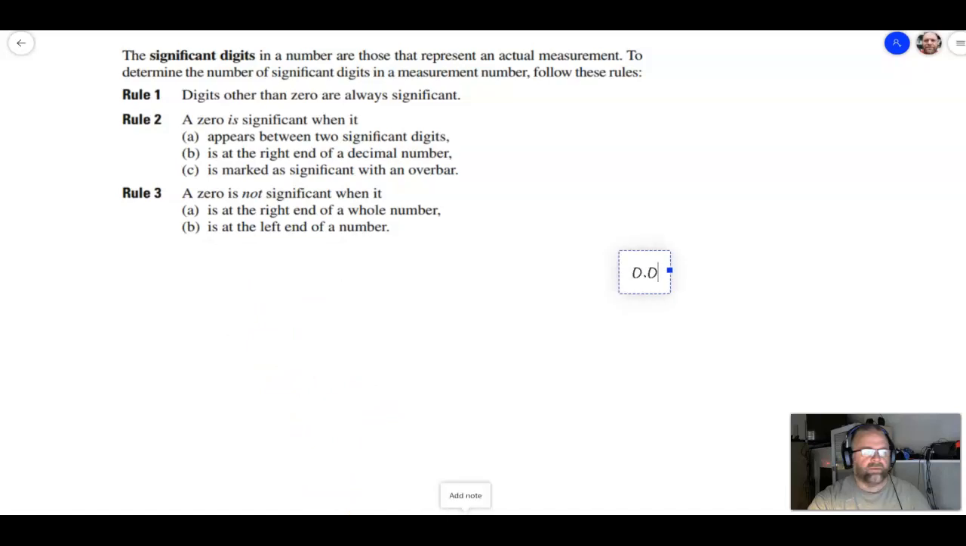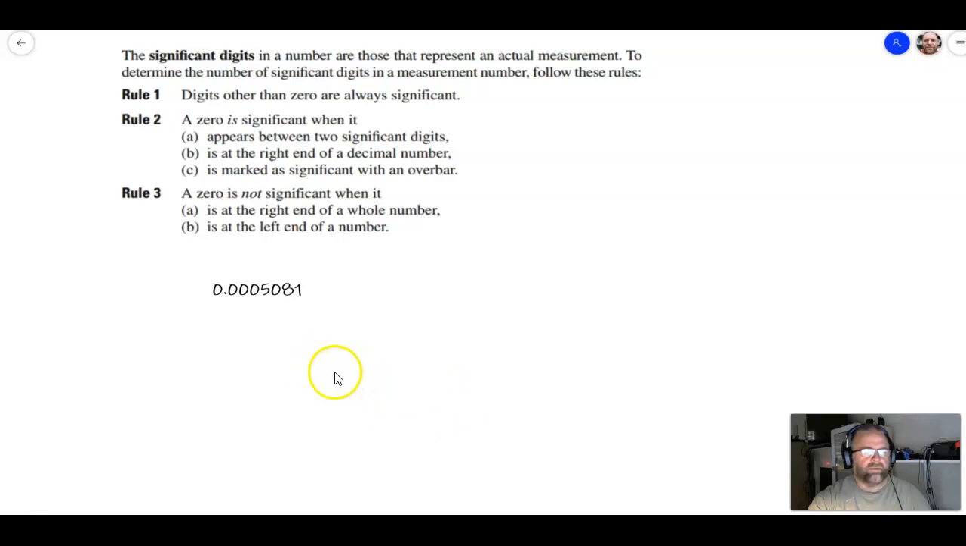How about 0.005081? All right. Take a minute, use the rules, see if we can decide how many significant digits there are. Pause the video and unpause it when you're ready.